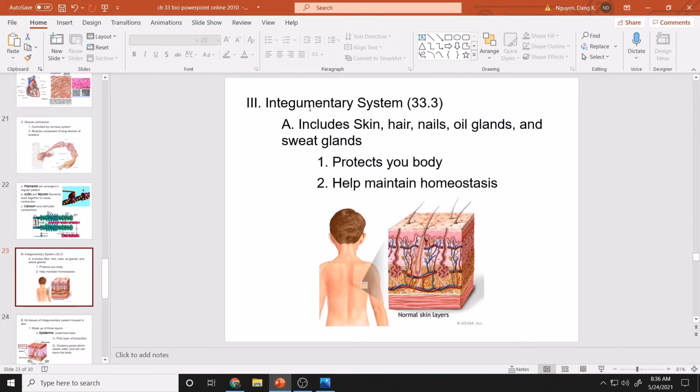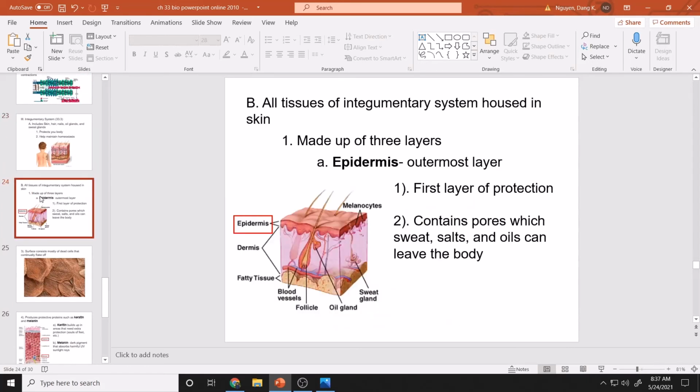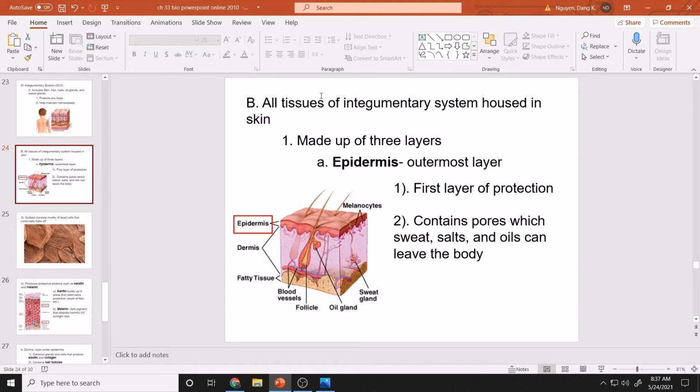Your integumentary system includes your skin, your hair, your nails, your oil glands, and your sweat glands, and it's your largest organ in the whole entire body. So it's everything that covers you, protects your body, and it helps maintain homeostasis. Now let's talk about the skin first.